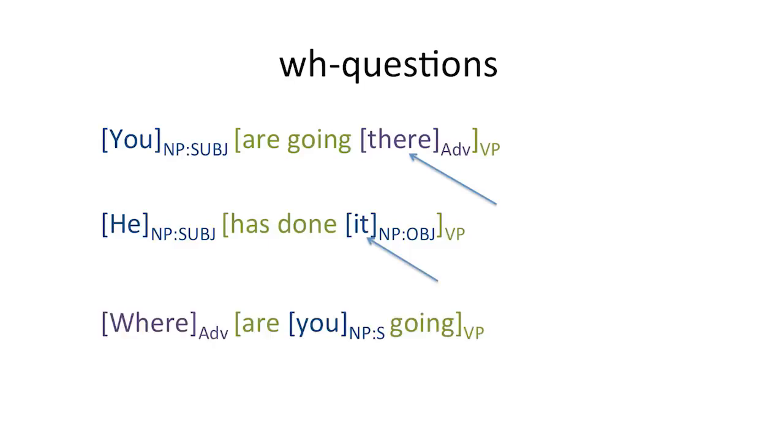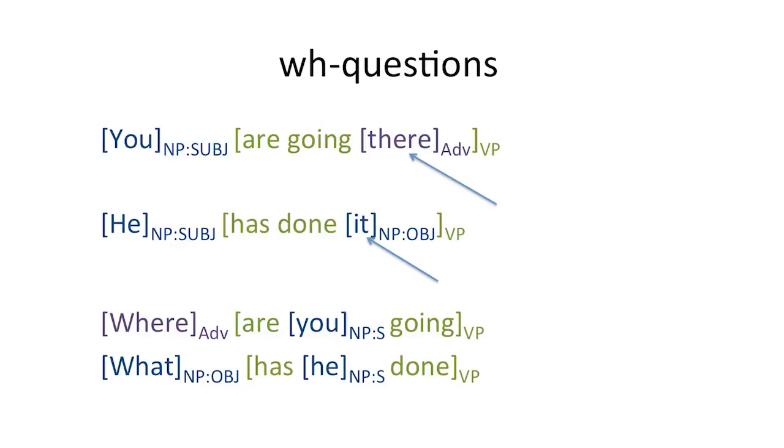So in where are you going? The question word where, which corresponds back to the adverb there in the declarative clause, comes first. And in what has he done, the question word what, which corresponds to the object noun phrase it in the declarative clause, also comes first.